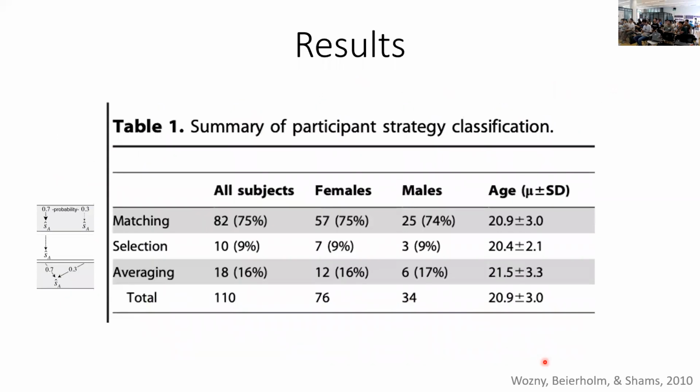And this is kind of like a visualization of the predictions. And they also did formal model fitting and comparison, and found that most of their participants were best fit by the matching model, 75%.